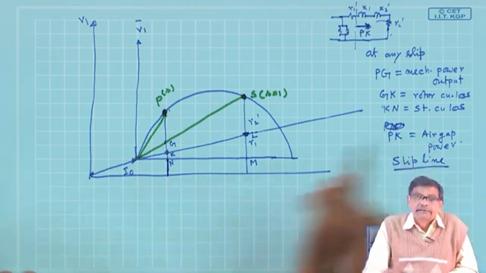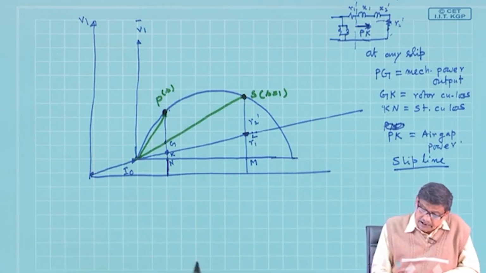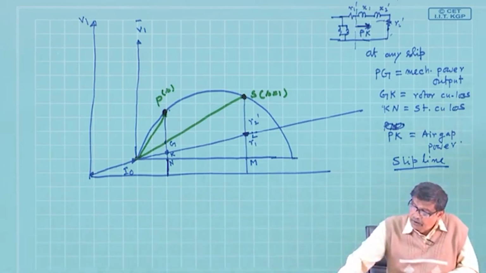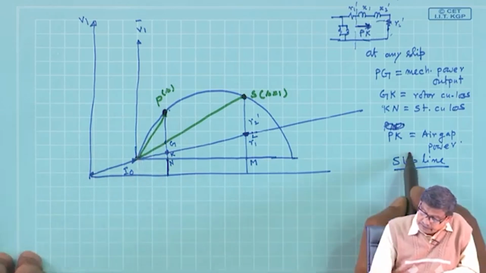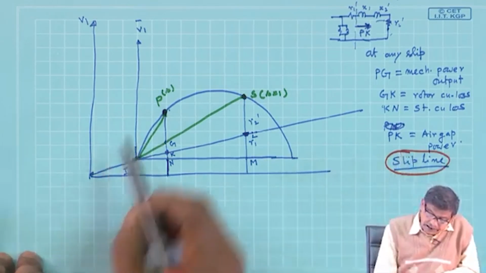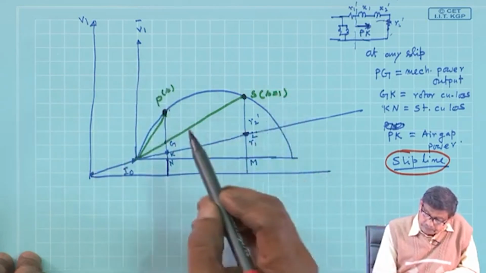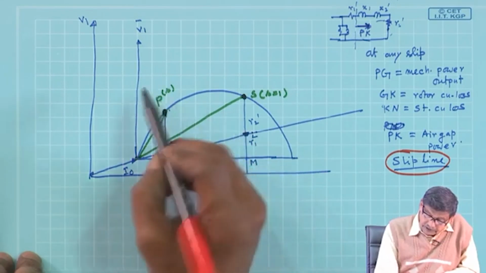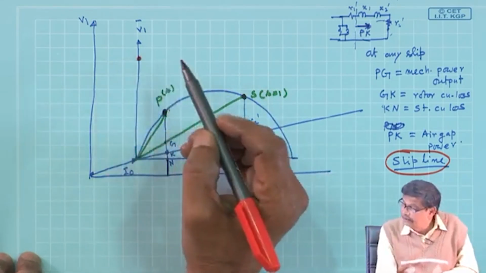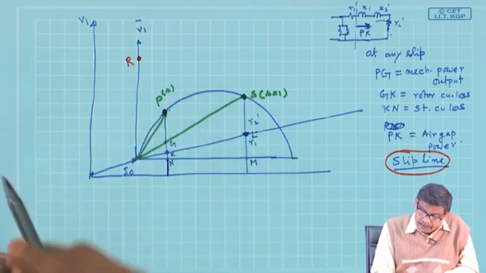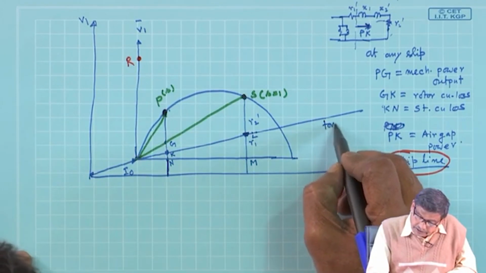And that I just indicated in my last lecture at the last moment, that you can draw a slip line in this way. What you do is this, you take any point on this axis, let this point be called R. And also note that I called this to be my torque line.